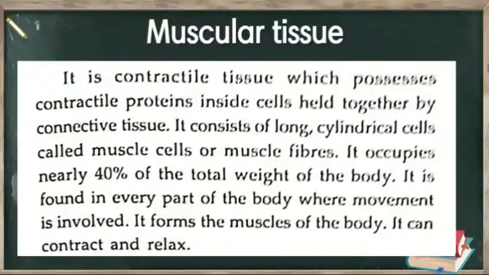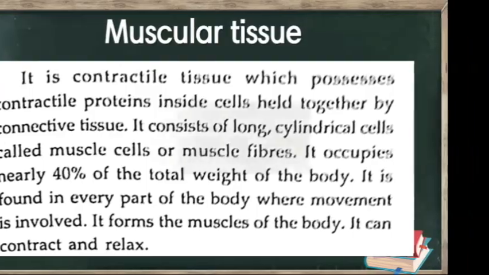Moving to the muscular tissue, it is contractile tissue which possesses contractile protein inside cells held together by the connective tissue. It consists of long cylindrical cells called muscle cells or muscle fibers. It occupies nearly 40% of total body weight. It is found in every part of the body where movement is involved. It forms the muscles of the body. It can contract and relax.